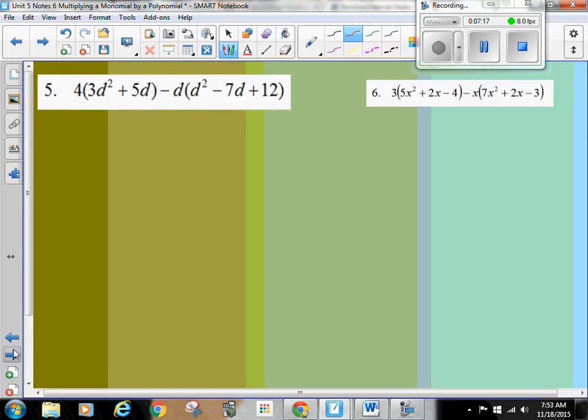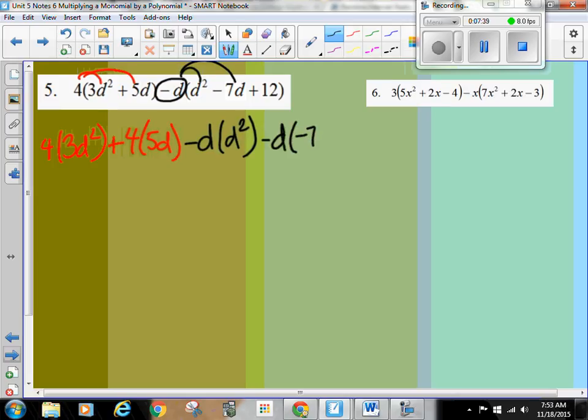So in 5, you'll notice that we have a 4 that's getting distributed here and here. So we have 4 times 3d squared plus 4 times 5d. Okay, then in my second part, I have a negative d that's getting distributed here. So negative d times d squared, negative d times negative 7d, and negative d times 12. Okay, so the red is from the first monomial times polynomial, and the black comes from the second one, but we're going to do it all out into one step.